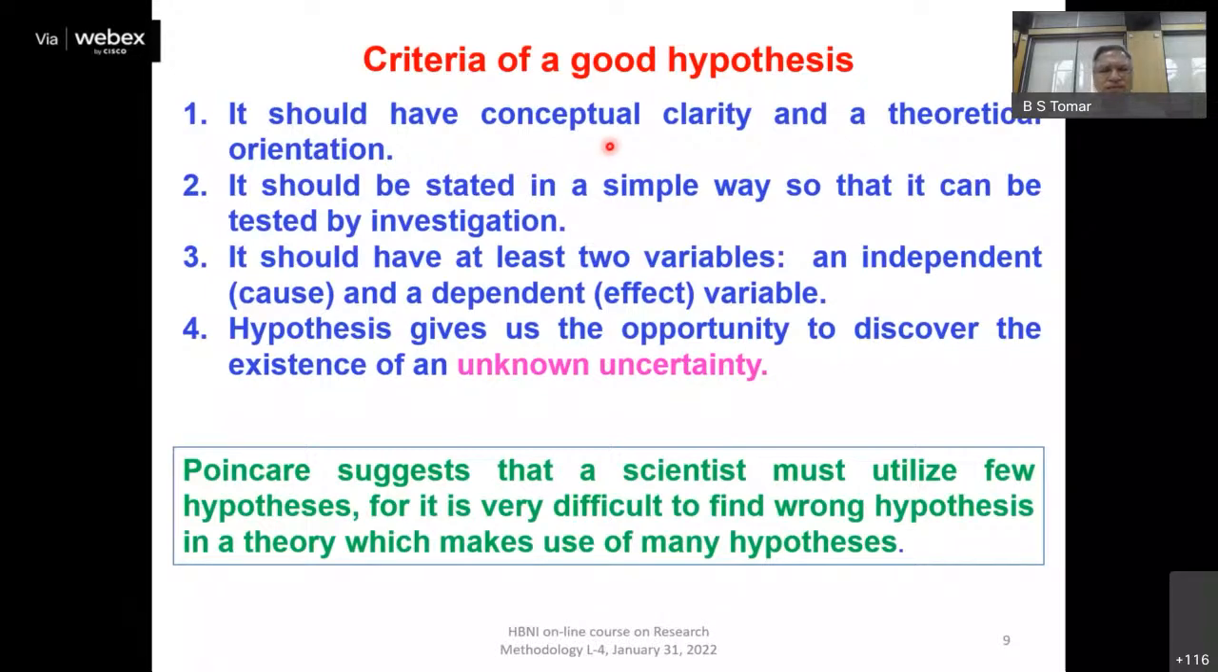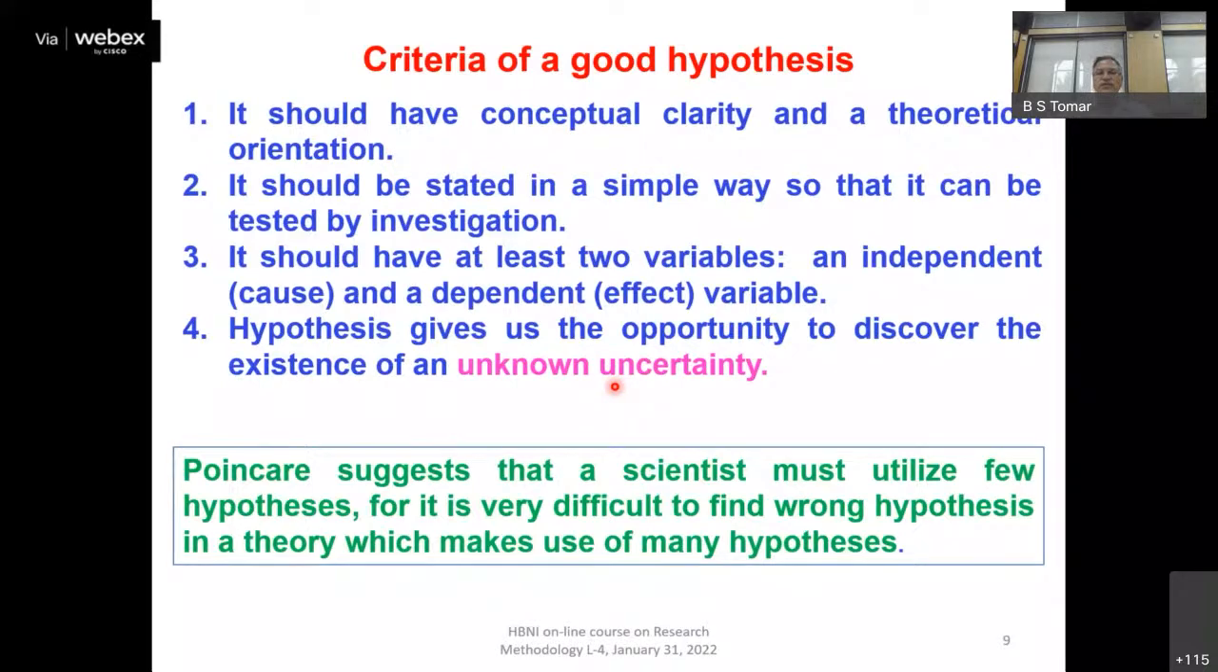So if I make a statement and I do the experiment, I should state it in such a way that other people can also do the experiment in their own laboratories. The hypothesis should have at least two variables, like I said, cause and effect. So an independent variable is the cause, I do something, and the dependent variable is the effect. So x, y, you can say like x and y. I vary x and I measure y.